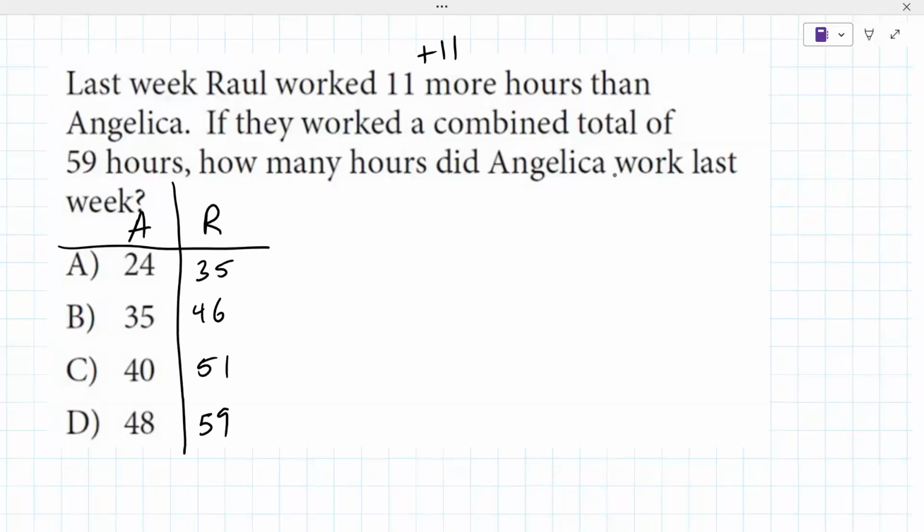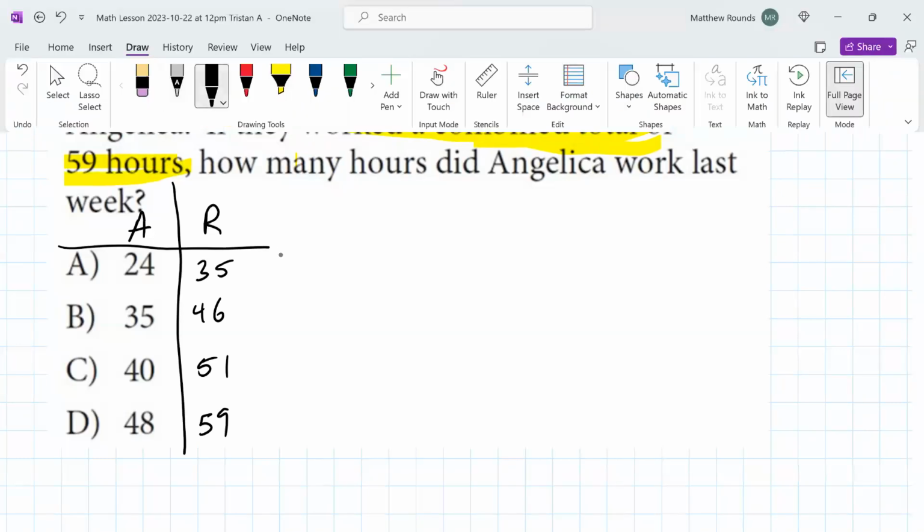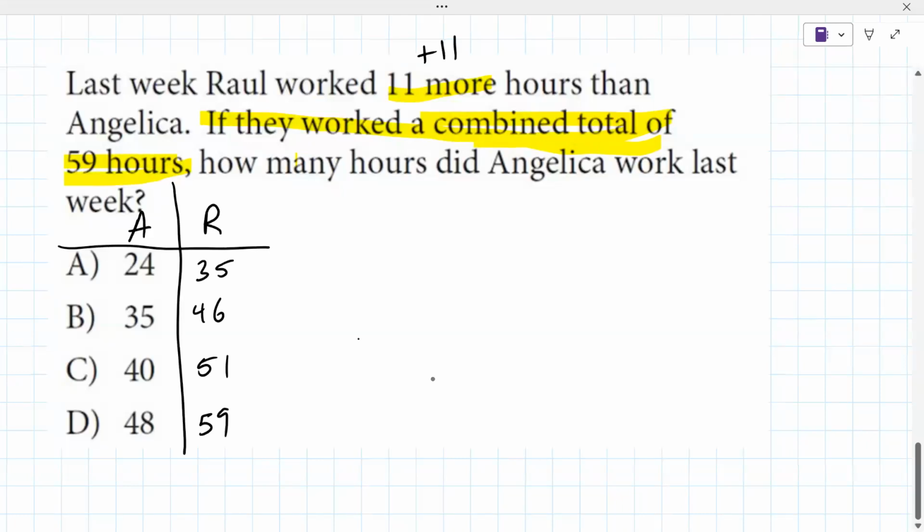And then what are we looking for here? What did it say in sentence 2? How many hours did Angelica work last week? Well, no, those are the answers, but what's the other equation? We know that Raul worked 11 more. That's how we came up with the second part of the table. What's the other constraint here? Oh, it's the combined total of 59 hours. Adding, so you could create a total column as well. It's not just writing down the answers, you could add them up.